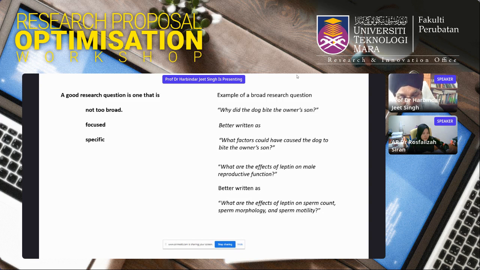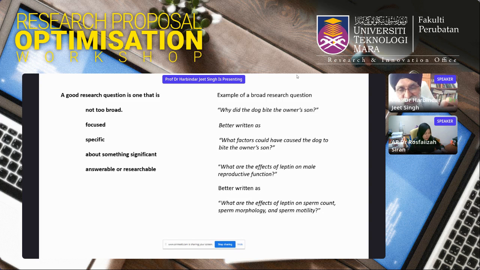So this is basically what it means, that when you are writing a research question, make sure it is not too broad. It is sufficiently focused, sufficiently specific. And it's about something significant. That's important as well.